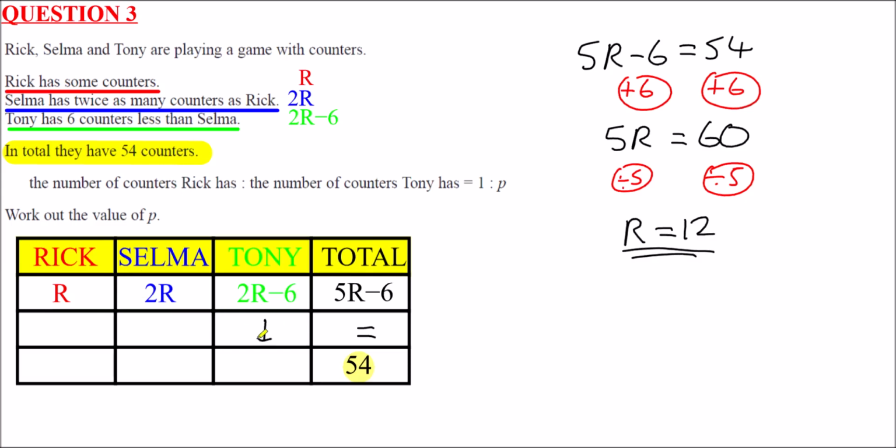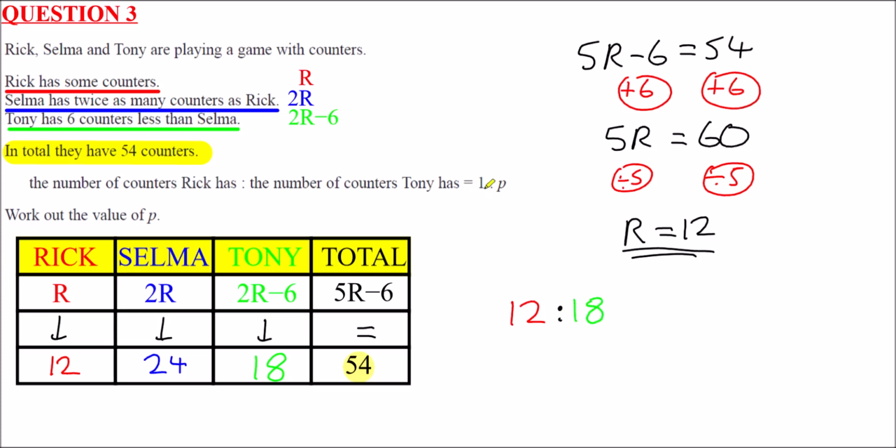If R is 12, then Rick has R counters, which is 12. 2R means 2 times 12, so Selma must have 24 counters. Meanwhile, Tony has 2R minus 6, so 24 minus 6, which is 18. As a double check, 12 plus 24 plus 18 does indeed give us 54. But we want the number of counters Rick has as a ratio to the number Tony has. So Rick has 12, and we've worked out that Tony has 18.